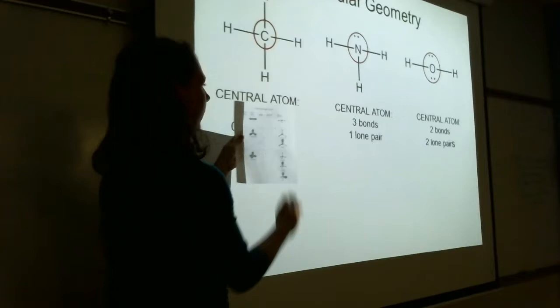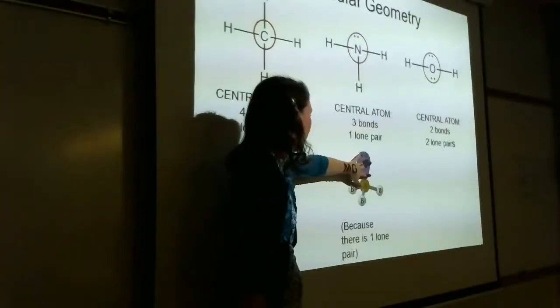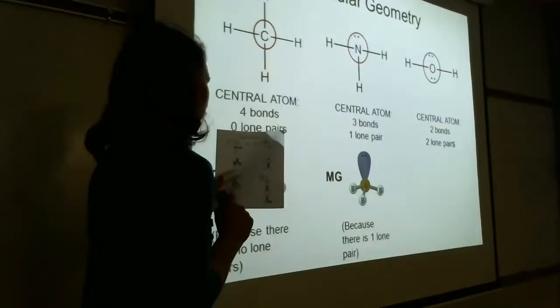Now let's look at the molecular geometry. So there's our central atom again. We have no lone pairs. So everybody look at your handout. What's the scenario when you've got 4 bonds and no lone pairs? What's the shape of the molecular geometry? It's what? Tetrahedral, right. When there's no lone pairs, the molecular geometry and the electron domain are the same. So this is tetrahedral. What is NH3? What will its molecular geometry be? 3 bonds, 1 lone pair.